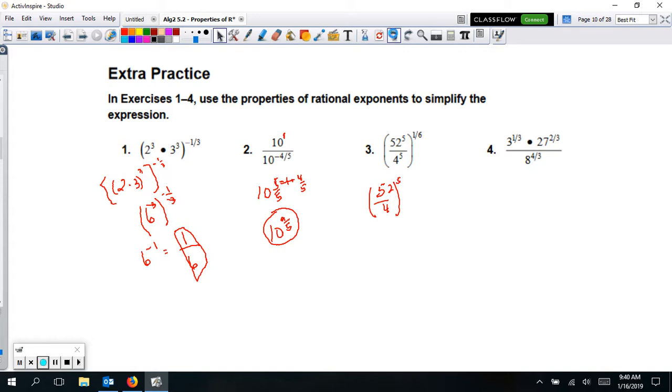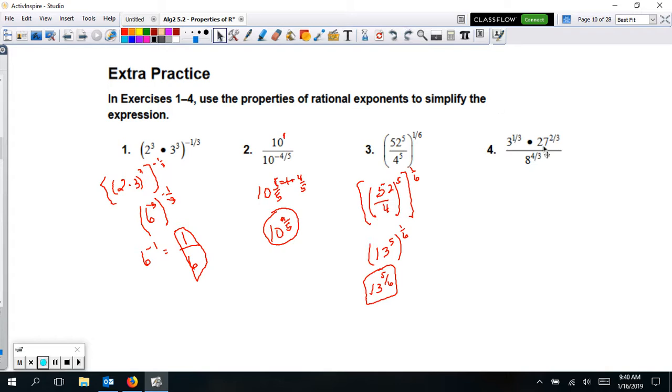And then we'll have this 1/6 power. I'm going to put the brackets and then the 1/6 on the outside of that. So 52 over 4 is 13. So we're going to get 13 to the 5th power on the inside here. And now that's a power of a power situation. We're going to multiply the 5 and the 1/6. Multiply the exponents. 5 times 1/6 is 5/6, so it's just 13 to the 5/6 power. That's how we can leave our answer, simplified form.